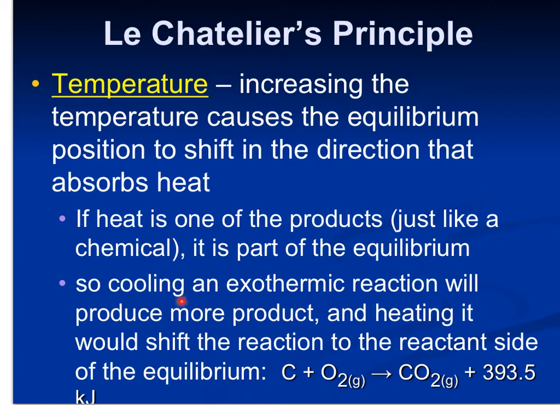It says here, so cooling an exothermic reaction will produce more product, and heating would shift the reaction towards the reactant side. So here is our equilibrium, here's our reactants, here's our products. If we heated it up, we'd be adding more heat, so this reaction would shift in this direction. On the other hand, if we cooled things down, we would be making this value smaller, so it would shift in this direction. Hopefully you guys can see that arrow there.